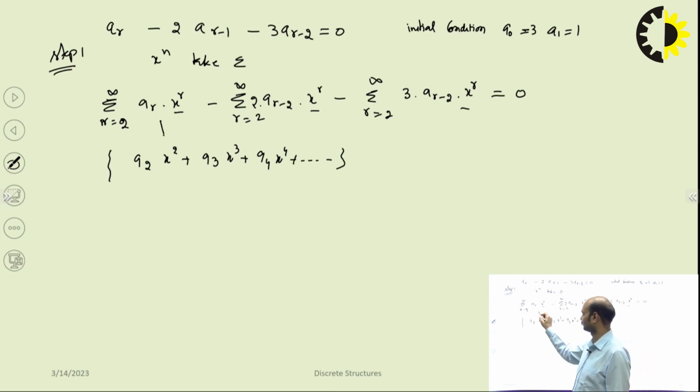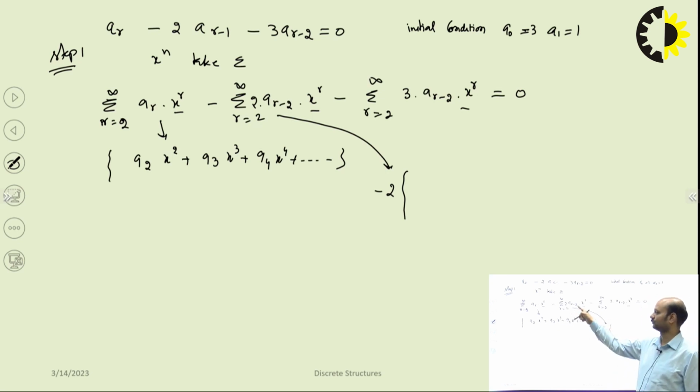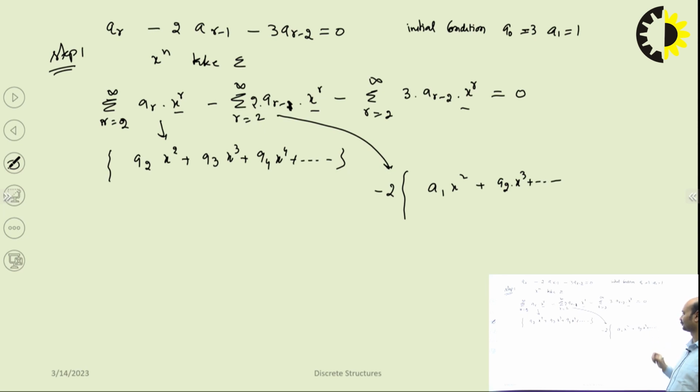So this is the solution for this. What is the expansion of this? We take minus 2 as a common, and if we substitute r is equal to 2, then what will we get? That is a1 x square. If we substitute r is equal to 2 here, then what will we get? a1 and x square. What is the next value of r? That is 3. If we substitute r is equal to 3, then what will we get? That is a2 x to the power 3 and so on.